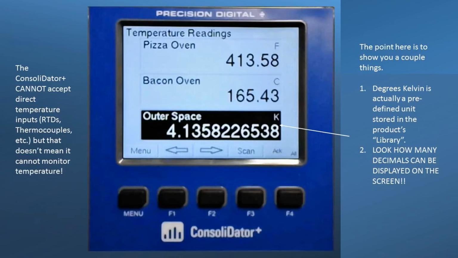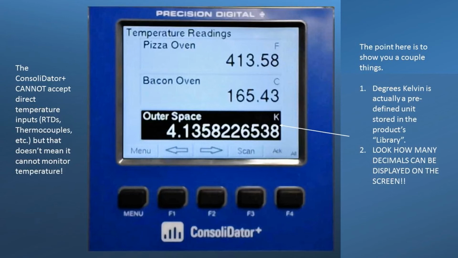So the first thing that I'm going to say about temperature is to remind everyone that the ConsoliDator Plus will not accept direct temperature inputs, meaning no inputs from RTDs or thermocouples. But we can accept those temperature signals if they come over as a 4 to 20 milliamp signal. And that's what most folks do when they have a device like this anyways.